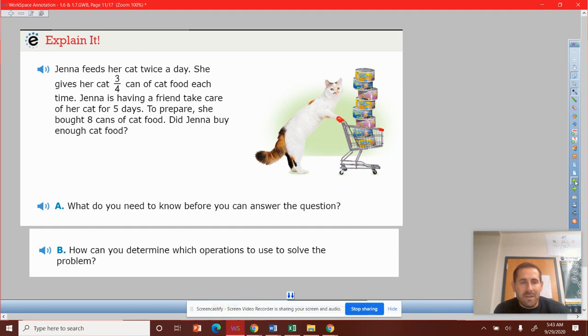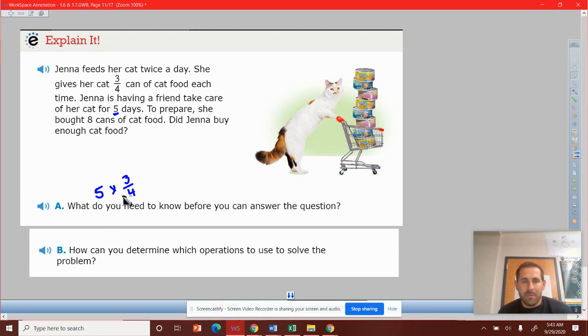So, what do you need to know? Part A, what do you need to know before you can answer this question? What we need to know is how much food the cat needs in 5 days. So, we're really trying to find what is 5 times 3/4, because her cat is going to get 3/4 can of food each day.